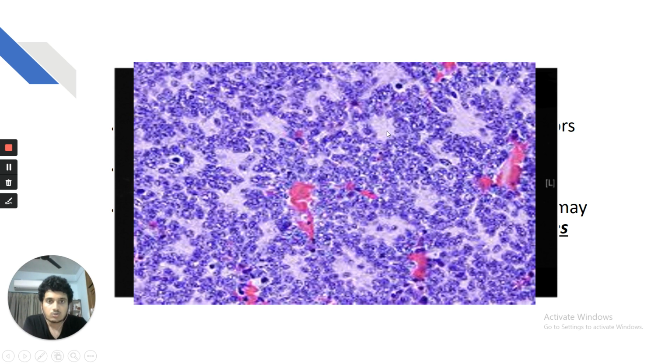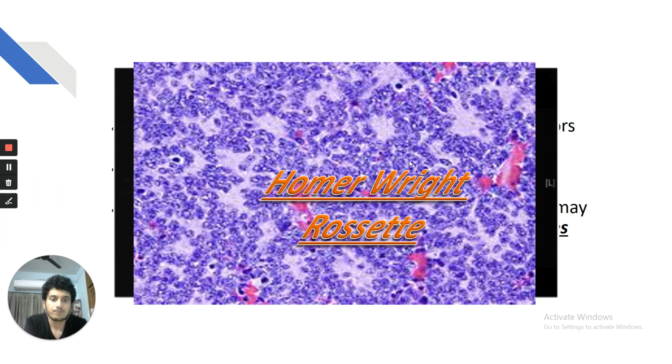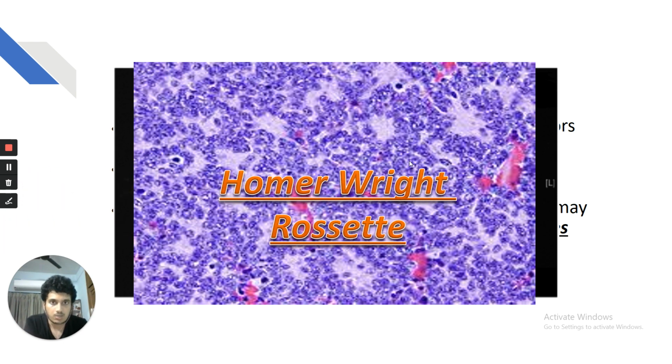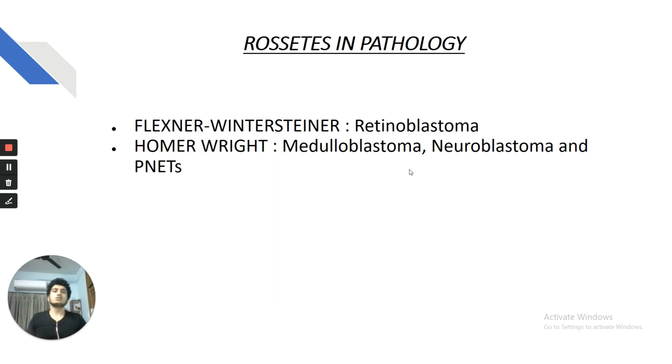Again, my dear friends, you cannot see a clear lumen accumulating between the rosettes, so it is classically a pseudo-rosette, and it is the Homer Wright rosette seen in medulloblastoma, whereas true rosettes are seen in ependymoma. So Homer Wright rosette is seen in medulloblastoma, Flexner-Wintersteiner rosette in retinoblastoma, and true rosette in ependymoma. Again, my dear friends, rosettes are very important in pathology and also in correlation with neuropathological images.